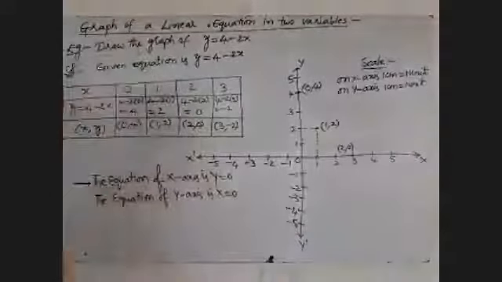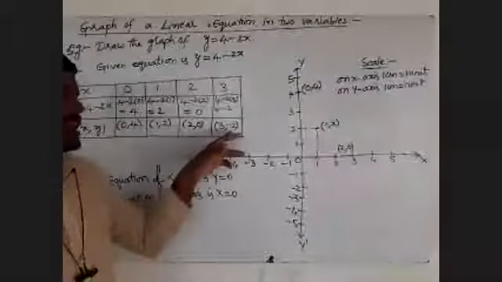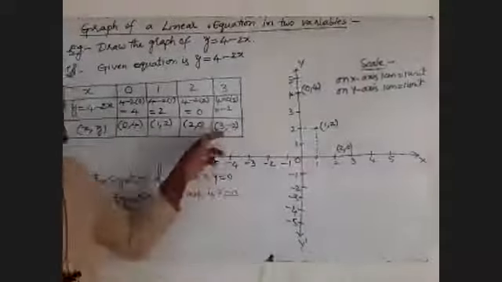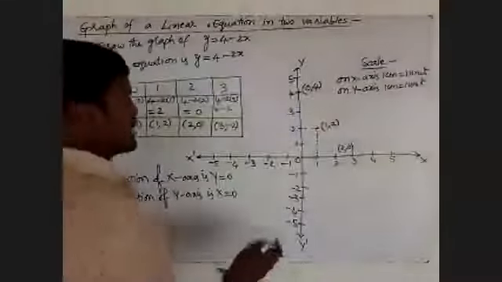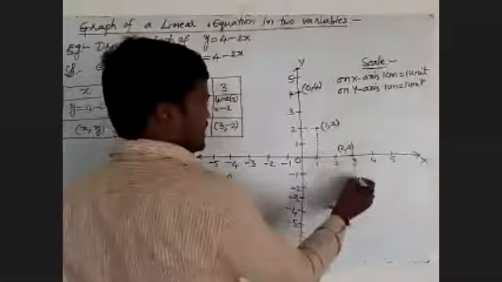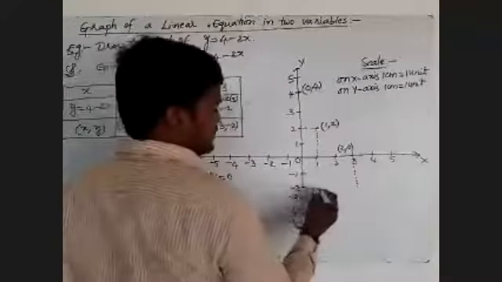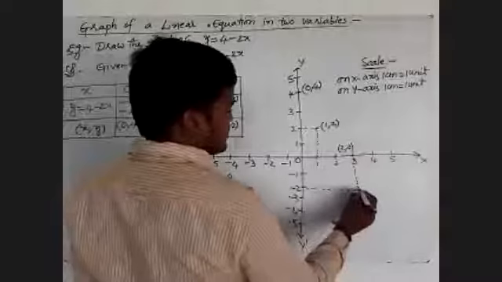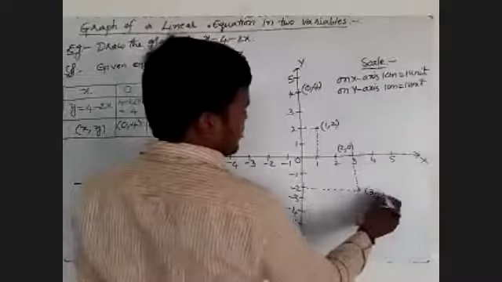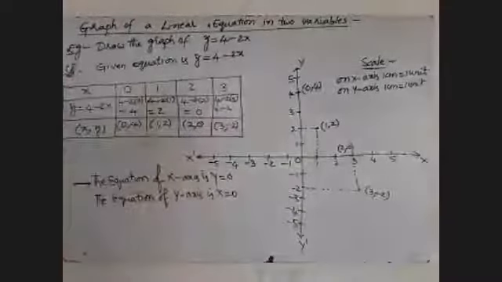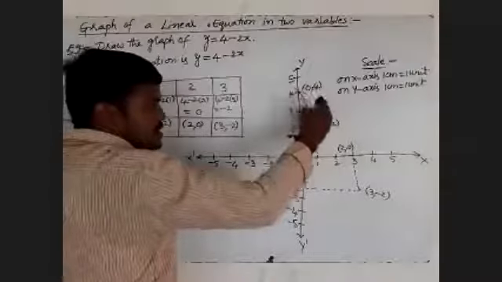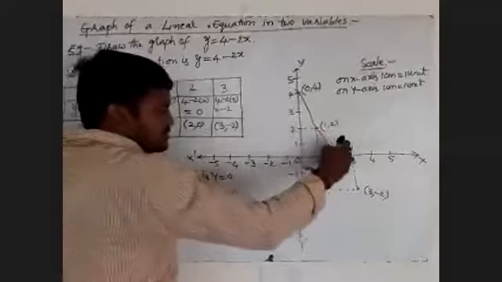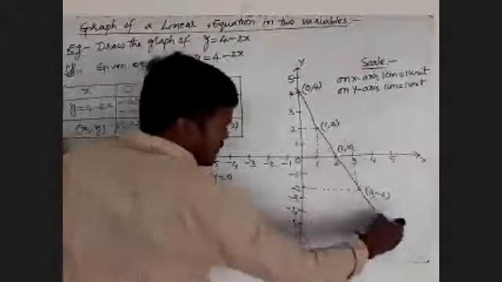After that, we take the next point, 3 comma minus 2. On x coordinate we take 3, y coordinate we take minus 2. I will write 3 comma minus 2. This is 3, this is minus 2. That is the point 3 comma minus 2. Okay, join all the points. Join 0 comma 4, 1 comma 2, 2 comma 0 and 3 comma minus 2.